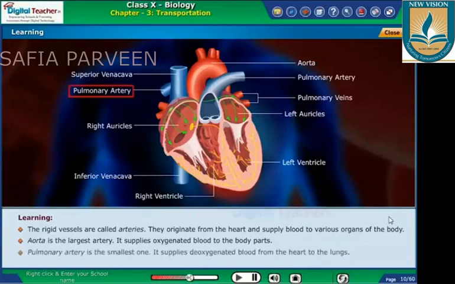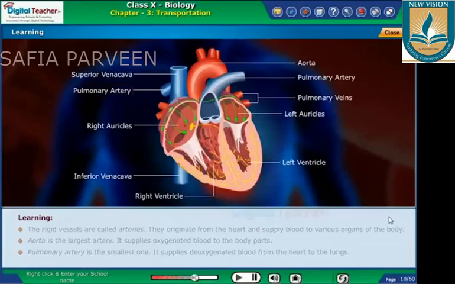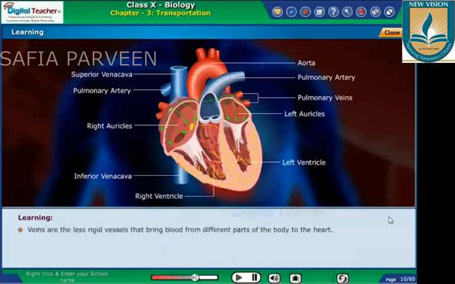And apart from this, there is the second set of rigid blood vessels, which is nothing but the pulmonary artery, the smallest of the blood vessels that are connected to the heart, and it supplies deoxygenated blood from the heart to the lungs, because the blood needs to enter the lungs for oxygenation.